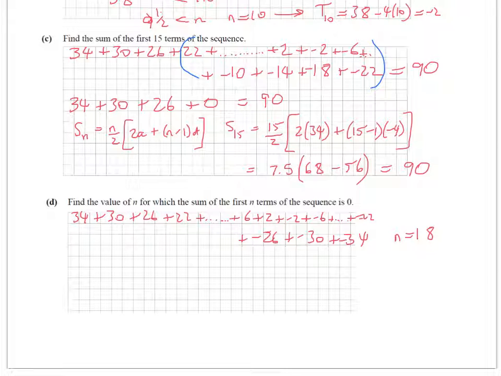Now that's not the only way of doing it. Again, that's sort of just going back to absolute basics. But you could use the formula that we discussed a moment ago. We have this formula here, and it's a matter of just equating this to 0. So what we're saying is, what values of n will give us a situation where n over 2 multiplied by 2 lots of 34 plus n minus 1 lots of minus 4, at what point does that formula equal 0?